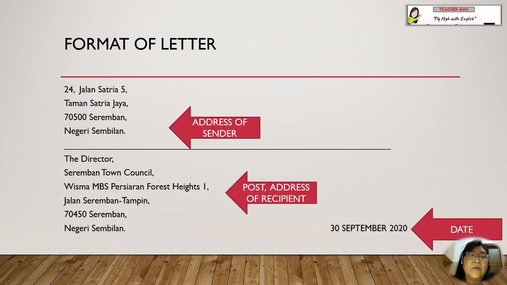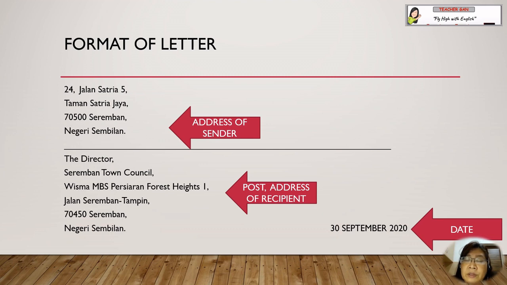So let's look at the format of the letter of complaint. So we have address of sender, where you have 24 Jalan Satria 5, Taman Satria Jaya, 70500, Seremban, Negeri Sembilan. And then we have the post and the address of the recipient. The first one we have the director, Seremban Town Council, Wisma MBS, Persiaran Forest Height 1, Jalan Seremban Tampin, 70450, Seremban, Negeri Sembilan. And then we have the date, 30th September 2020.